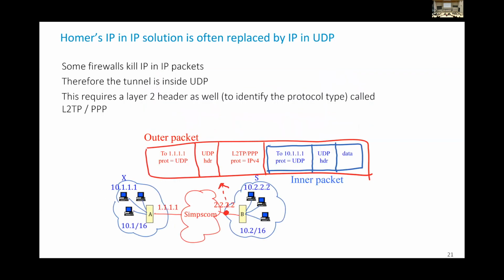In practice, it's a bit more complicated for two reasons. First, IP in IP often doesn't work because many filtering routers don't like whatever they don't know.